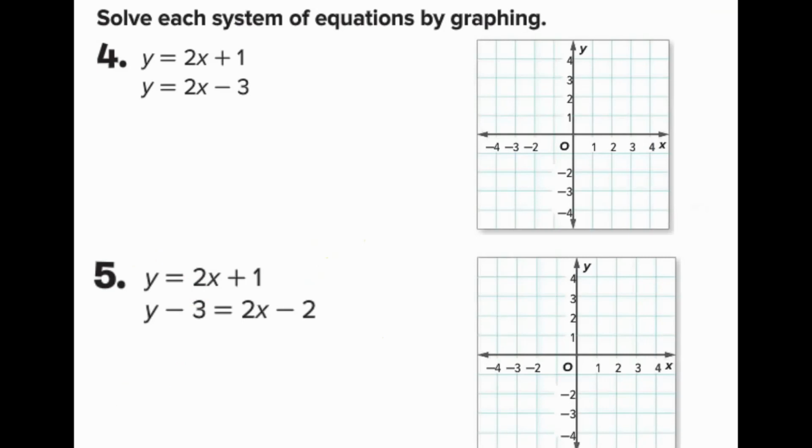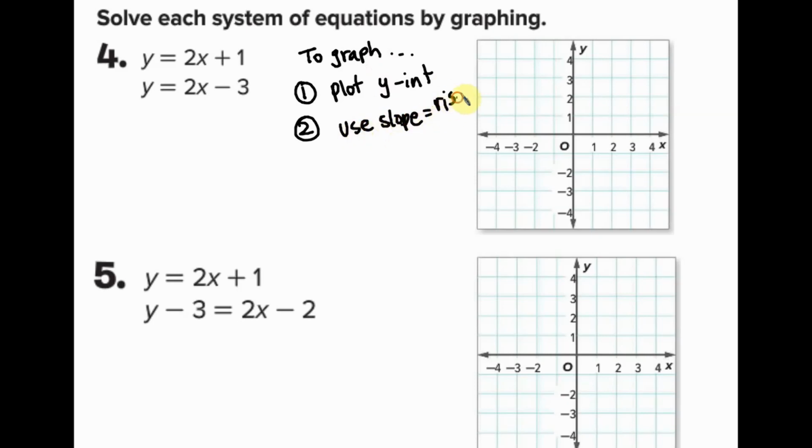Numbers 4 and 5 will still be graphing to see how many solutions you will have. One more time, when you are graphing, the first step is going to be plot the y-intercept. The second step is use the slope as rise over run. And keep in mind, the best equation to graph will always be slope-intercept form.